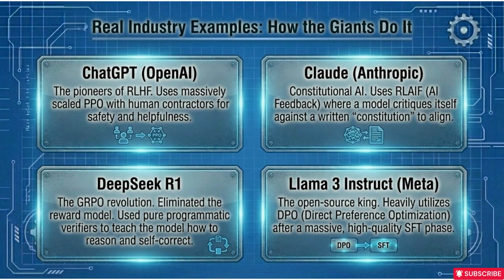Finally, let's connect this to real-world industry examples. ChatGPT-style models used supervised fine-tuning and human feedback to improve helpfulness and safety. Claude focuses heavily on constitutional and safety alignment. DeepSeek-style models brought attention to newer reasoning-focused optimization approaches. Llama instruction models commonly use SFT and preference optimization. The big lesson is this: modern LLMs are not improved by one single technique. They usually combine SFT, PEFT, and alignment methods to create useful production-ready assistance.